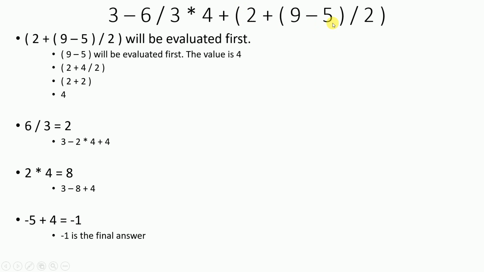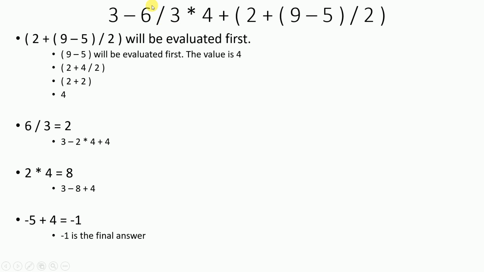So here we have some expressions within parentheses. So those expressions will have higher priority. So 9 minus 5 is within the innermost pair of parentheses. So 9 minus 5 will be evaluated, and that is 4. And 4 by 2 is 2. 2 plus 2 is 4. So this expression will be 3 minus 6 by 3 into 4 plus 4.